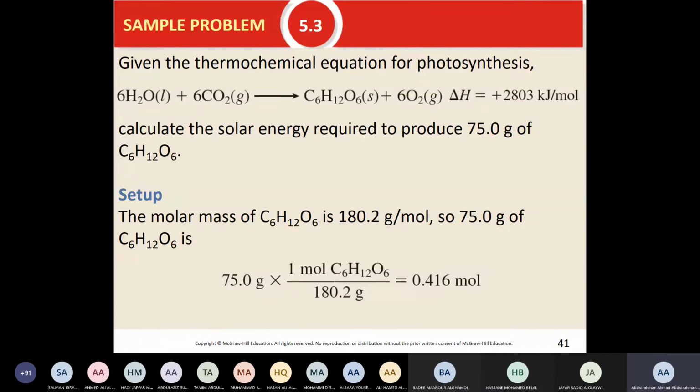Let's do this equation. Given the thermochemical equation for photosynthesis. What's photosynthesis? Photosynthesis. What is it?